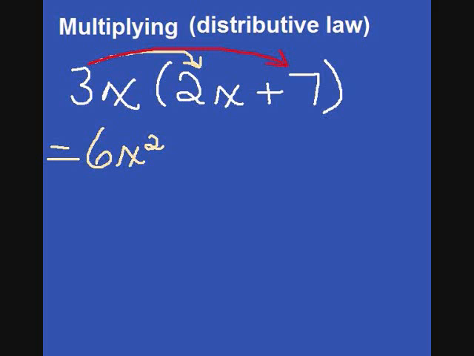Then I need to take that 3x and multiply it by the 7. So this time I'm going to go 3 times 7, and then I have my x. There's not another x, so I'm just going to write down 21x. Now just like the previous example, I'm going to check to see if I have any like terms. Both terms have x's in them for their variable. However, one is squared and one is not. Therefore, this question is finished.